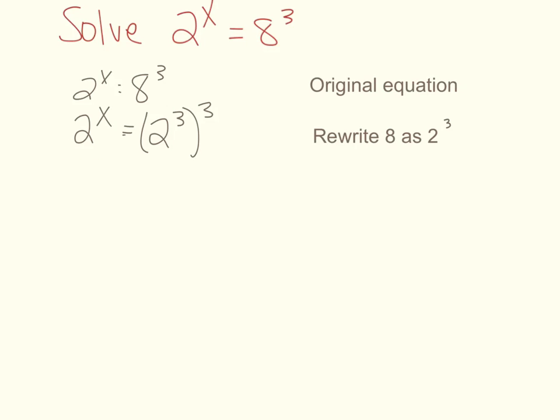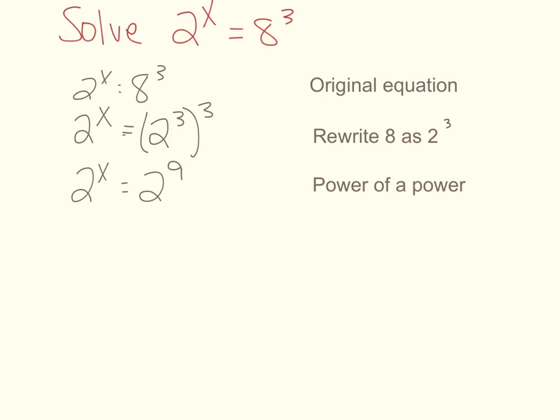So now that they have the same base, let's go ahead and simplify this side. When we have a power to a power, we multiply the powers, and we are left with 2 to the 9th. So we get that 2 to the x is 2 to the 9th. All we did was take the power to the power. That's our reasoning right there.